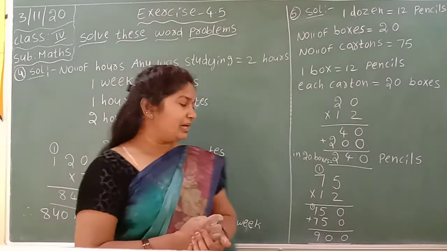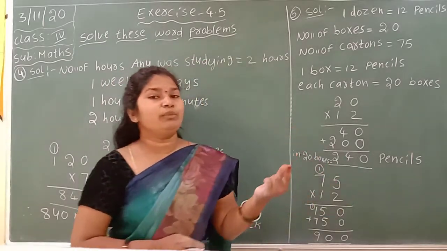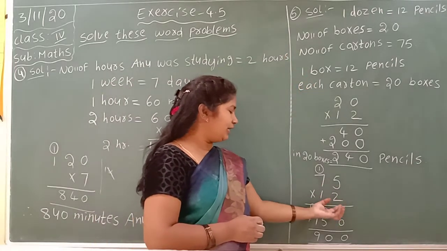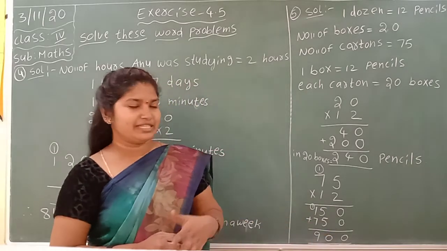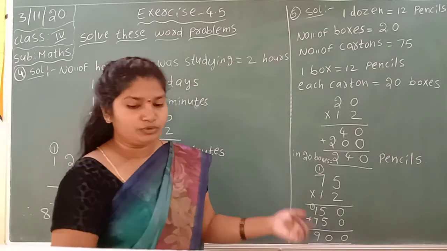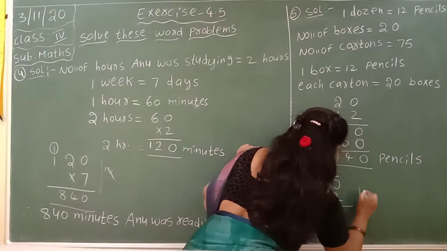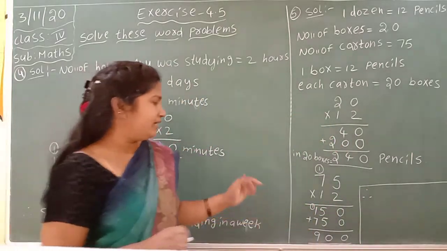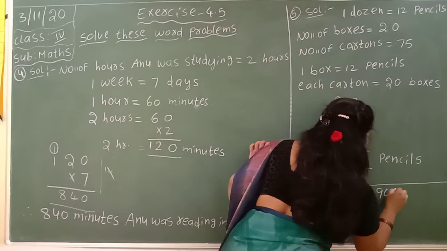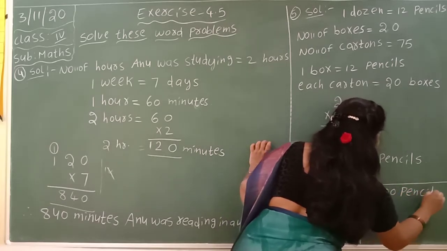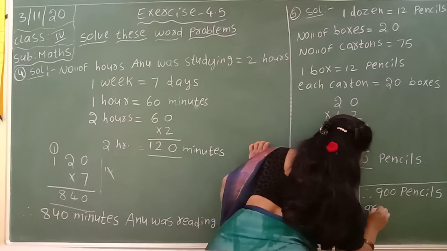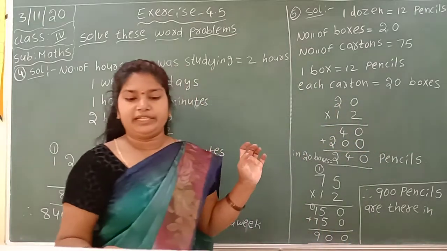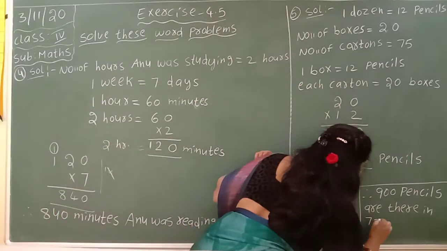Okay children, why are we multiplying with the 12? Because each box has how many pencils? 12 pencils. So in 75 cartons we have 900 pencils. Last you have to write down, therefore, 900 pencils are there in 75 cartons.